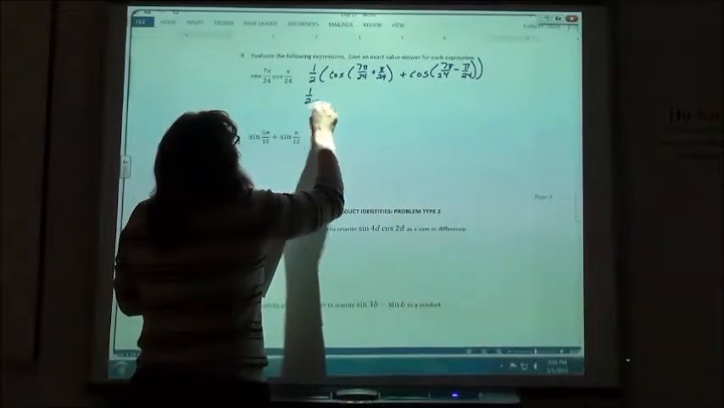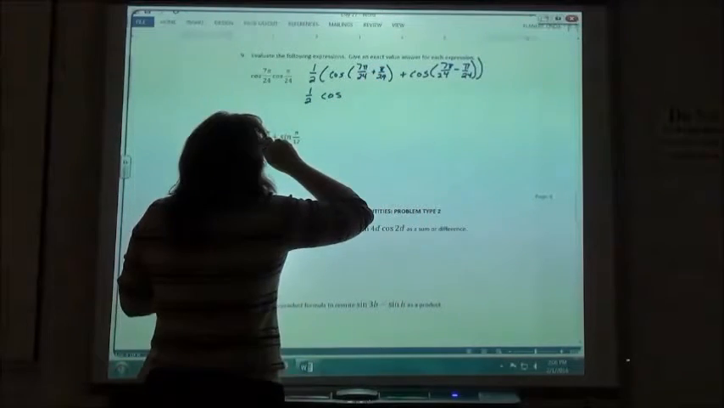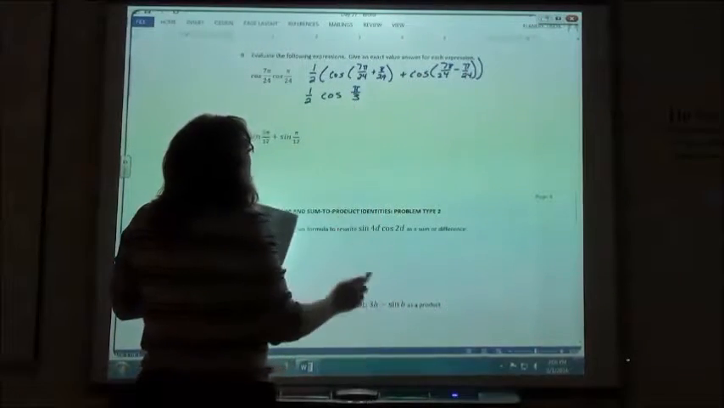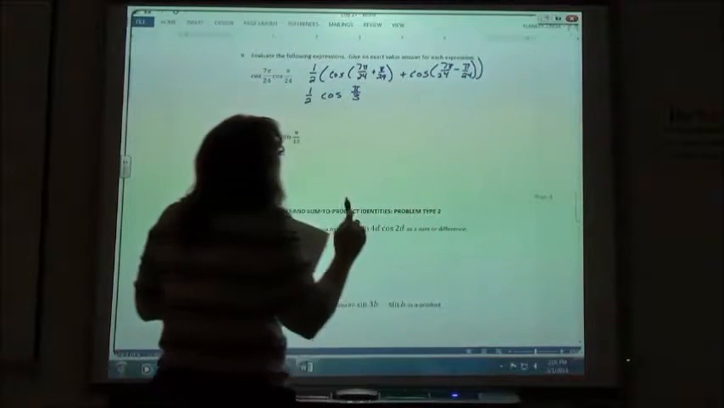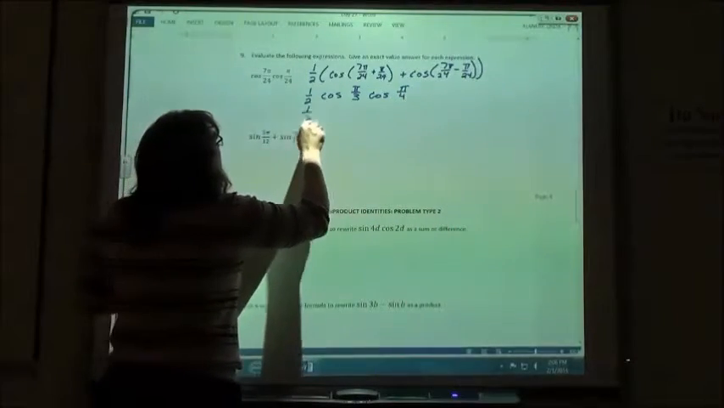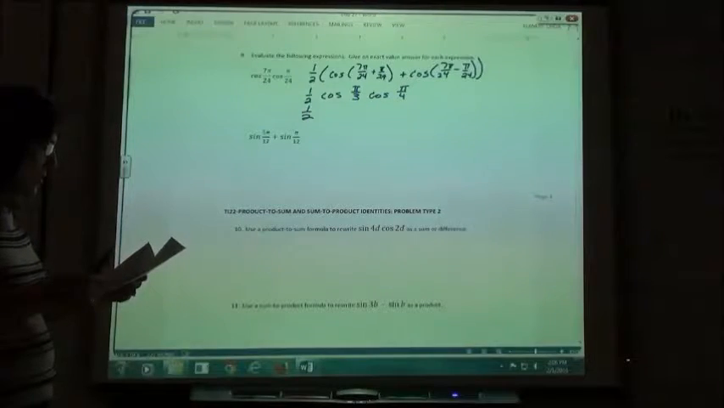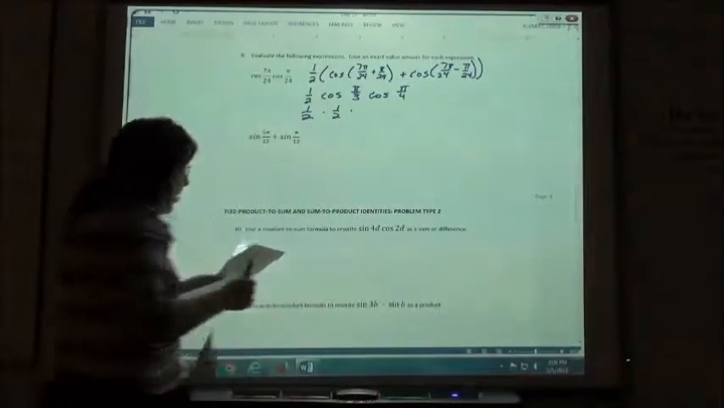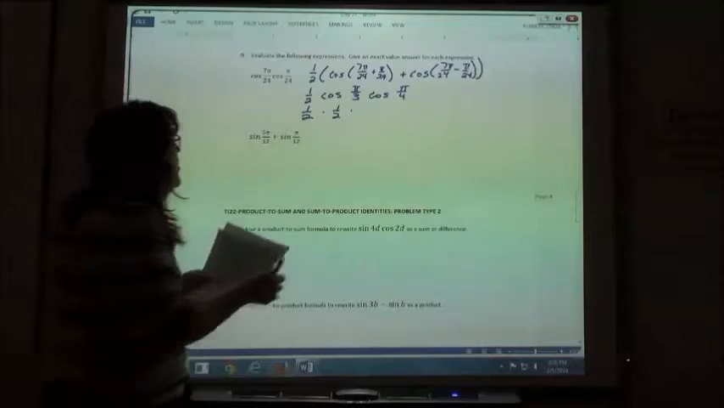So 1/2 the cosine. This would give me 8 pi over 24. 8/24 would be 1/3, so pi over 3. This would be 6 pi over 24. 6 over 24 would be 1/4, so pi over 4. And so we're going to look up the cosine of pi over 3. Cosine of pi over 3 is 1/2, and the cosine of pi over 4 is square root of 2 over 2.